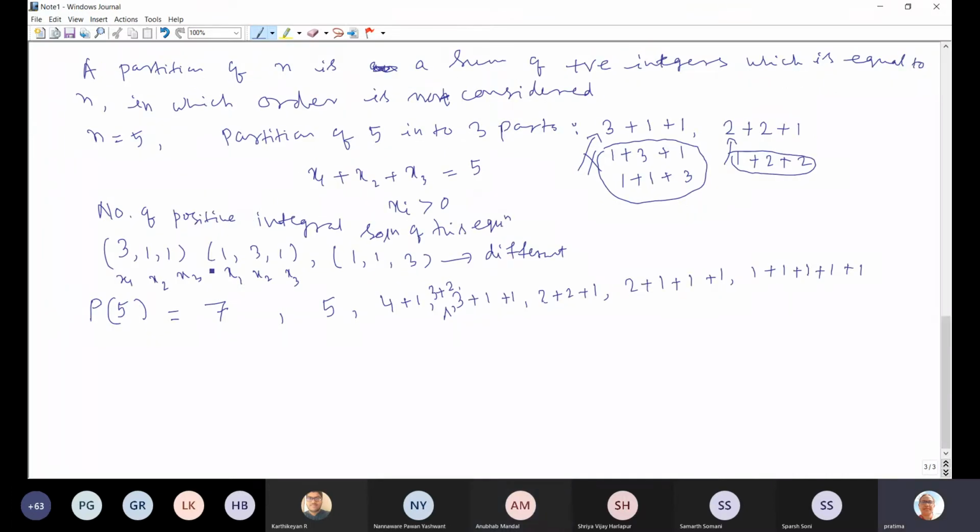So this partition of any number you can also write in a symbolic way, whatever I have told you. A partition of n is actually like this: you can write n1 plus n2, and so on, for all possible k parts, that is n into k parts.